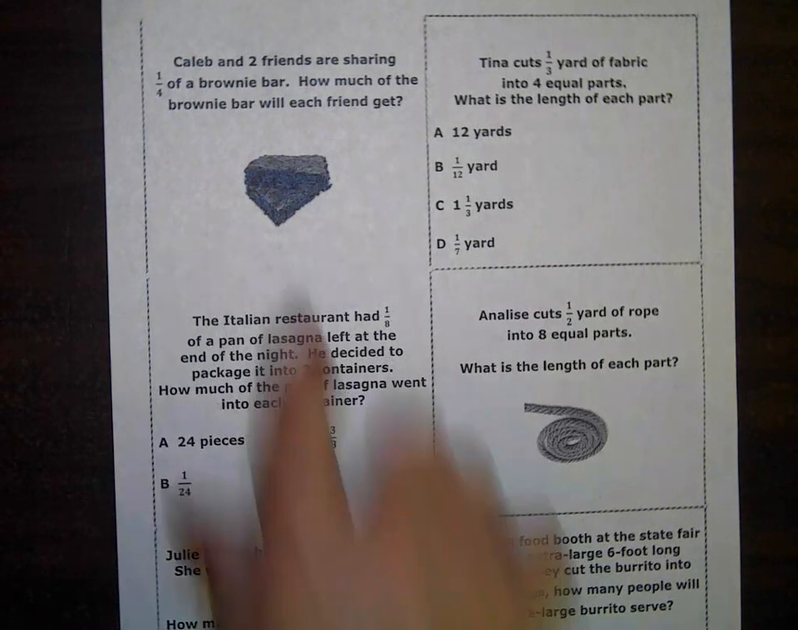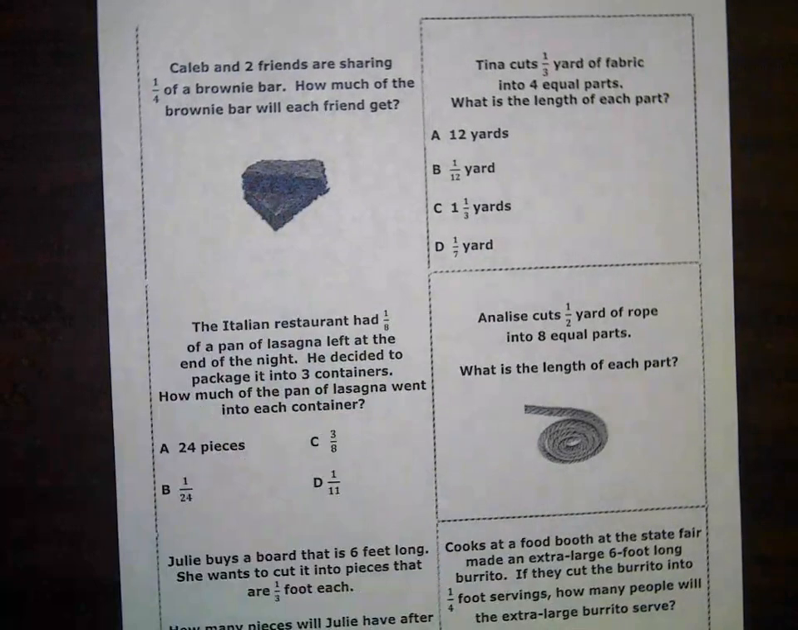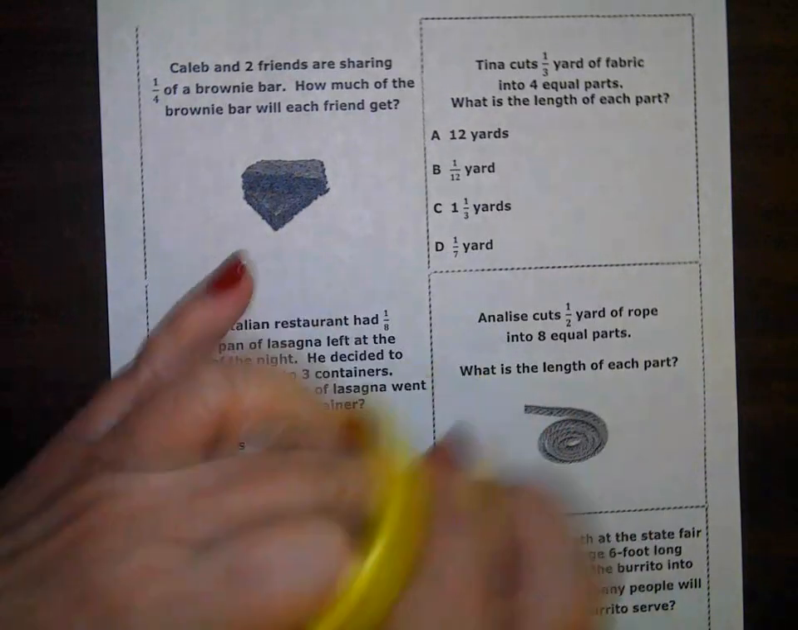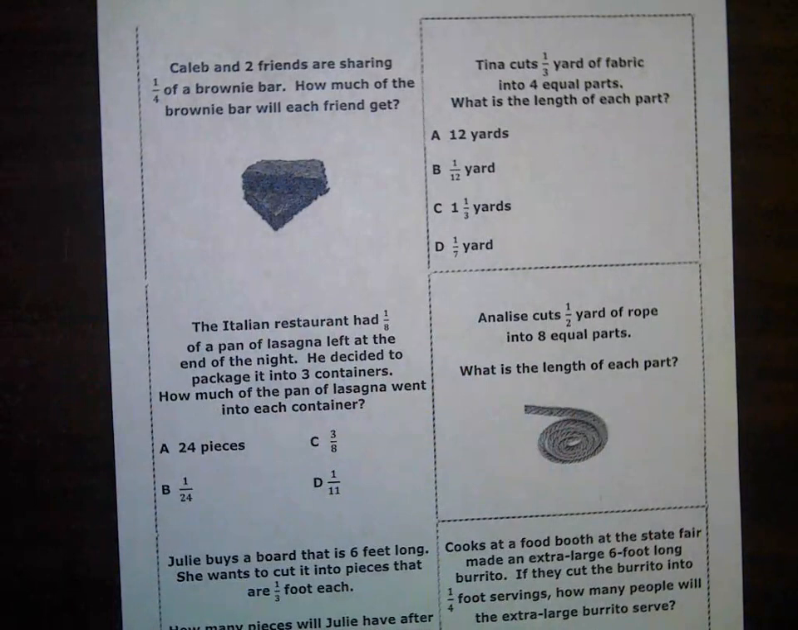All right, so the first problem here is Caleb and two friends are sharing 1/4 of a brownie bar. So how much of the brownie bar will each friend get? So getting my Play-Doh out here. I'm going to use my Play-Doh.